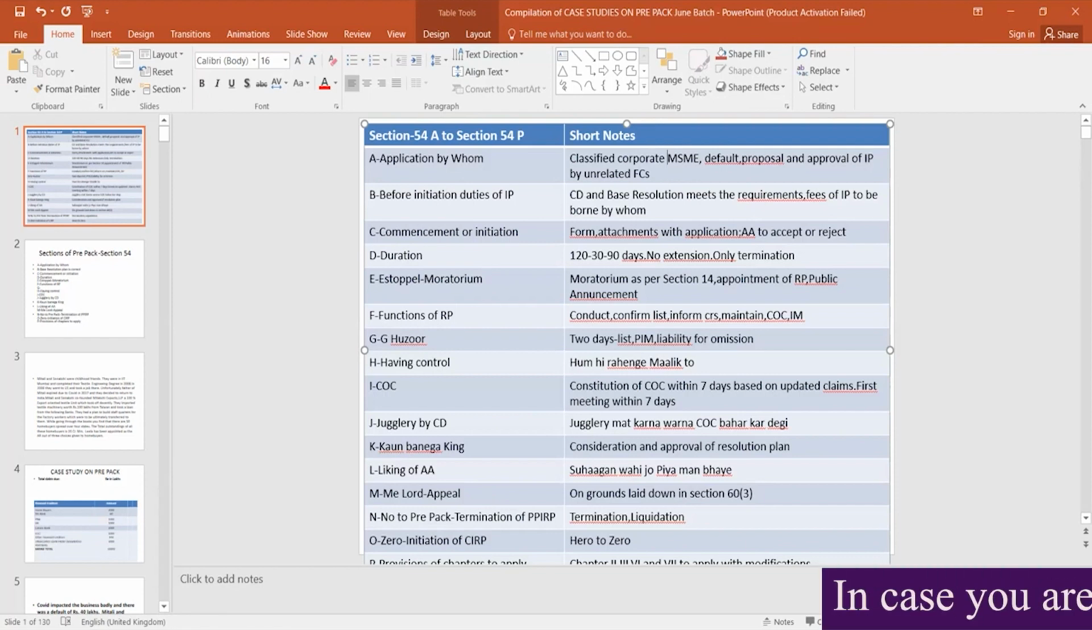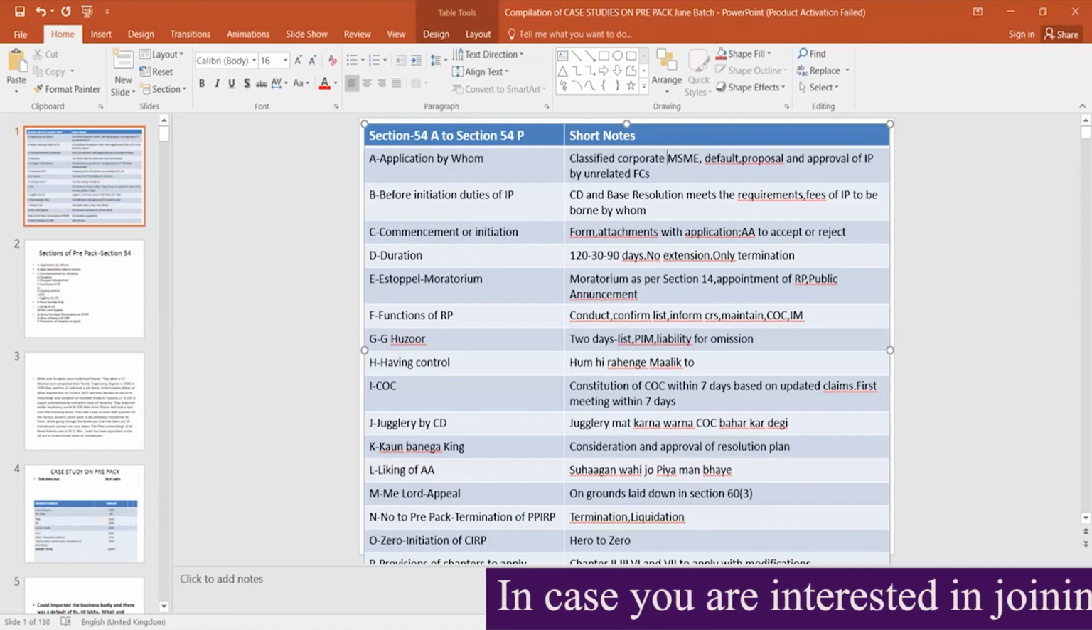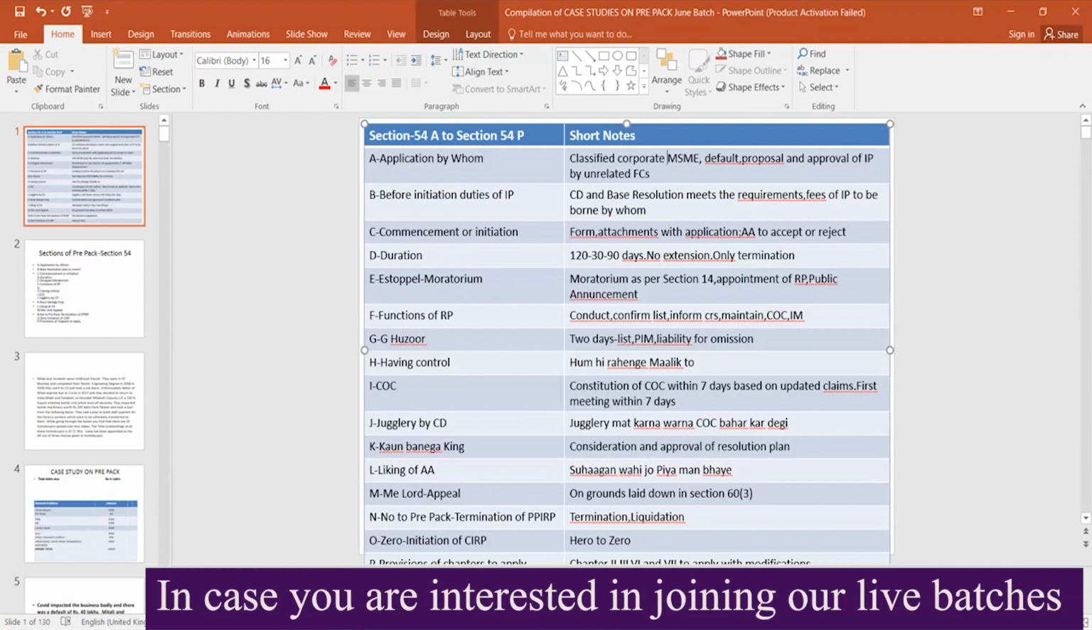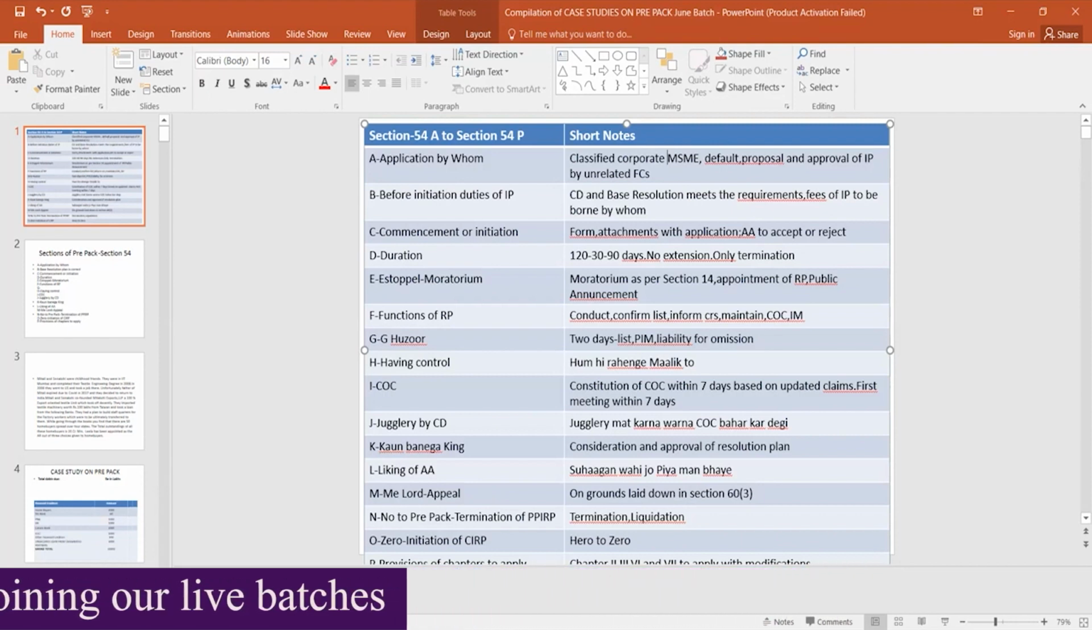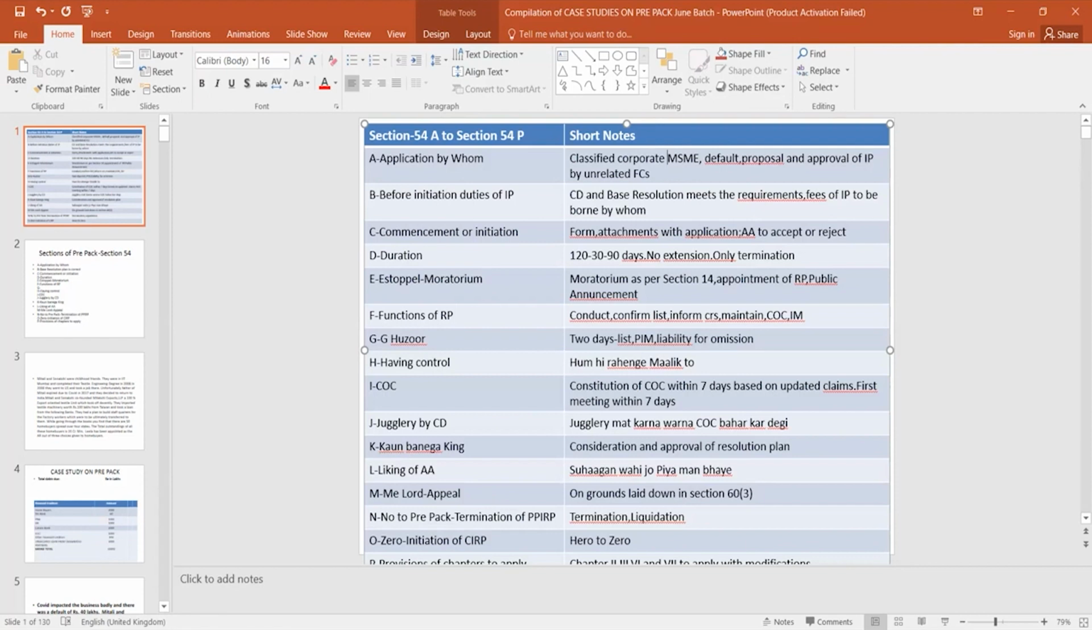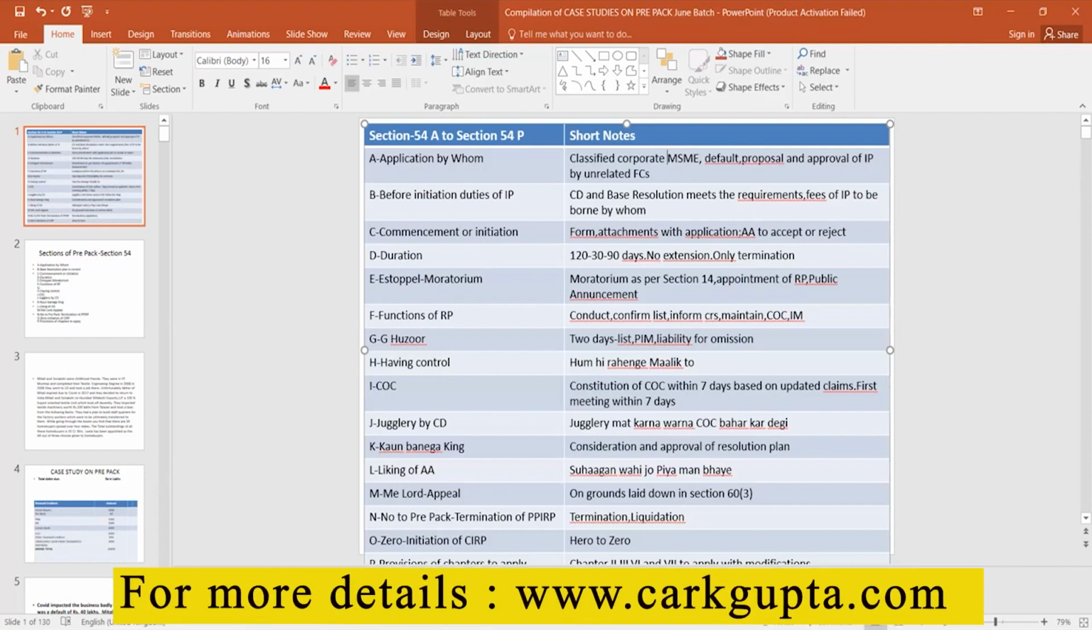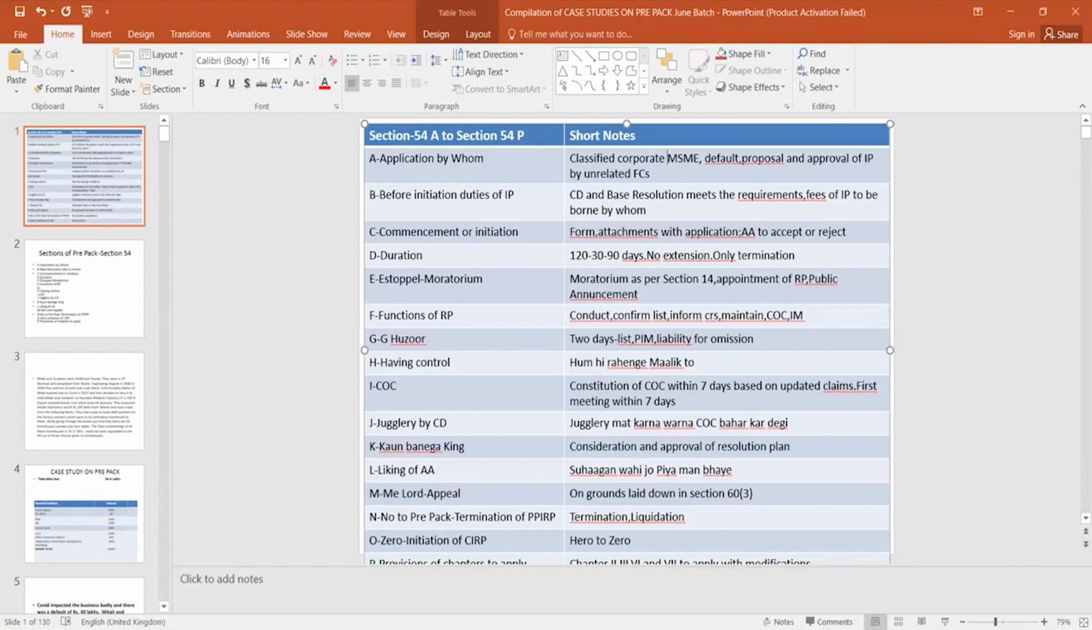Then regarding this proposal, who will propose? Basically, the unrelated financial creditors who constitute not less than 10% of the debt can propose the name of an IP, and with 66% voting, it has to be approved. So here, who can propose? The proposal is to be made by the unrelated financial creditors who constitute not less than 10% of the value of the total financial debt.